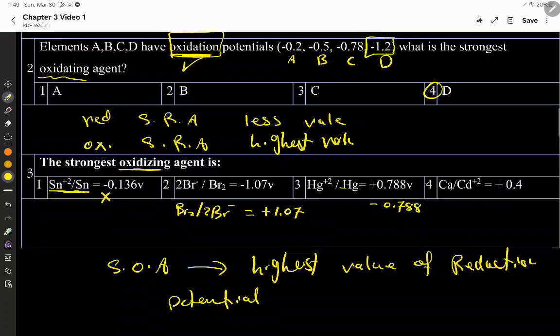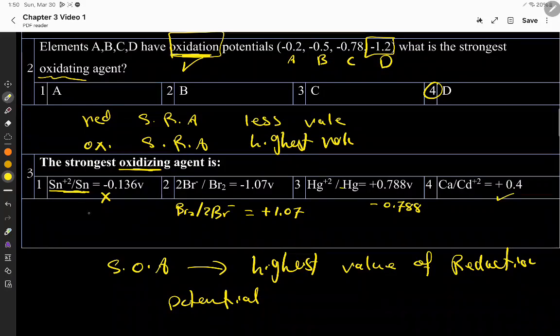This one goes from 0 to positive oxidation. Yeah, this is oxidation potential. Now all of these potentials are oxidation. What is the highest value? What is the highest reduction potential here?